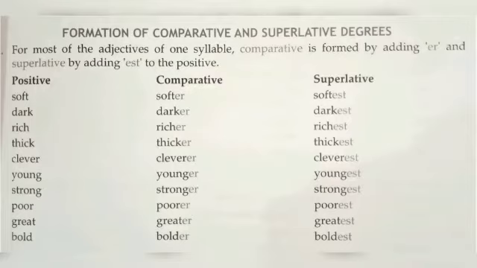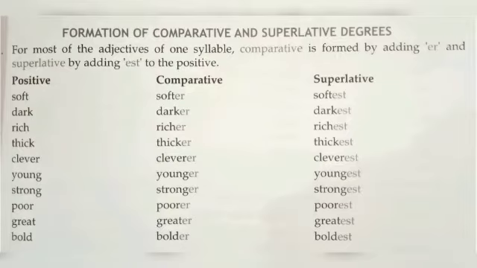Now your first point is, for most of the adjectives of one syllable, comparative is formed by adding er and superlative by adding est to the positive. Now in this, first of all, what we are going to learn is the meaning of syllable. I'm quite sure that you have no idea about this. So let's understand what it means.